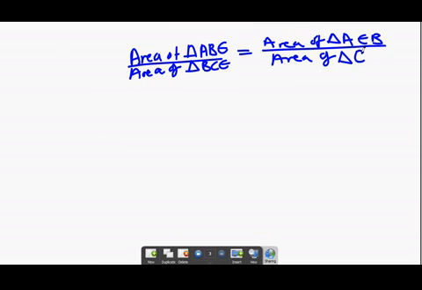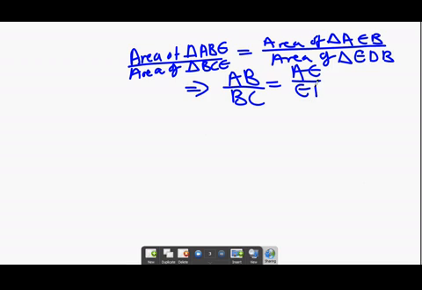Triangle EDB. Do you see that? Once you have done that, you can now write, implying AB over BC is equal to AE over ED. And that's how you prove that aspect of the proportional division theorem. But this is not the only proportional division theorem. Let's look at another one where the long side is involved.